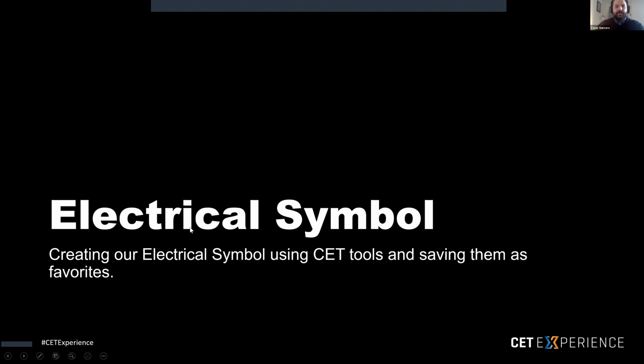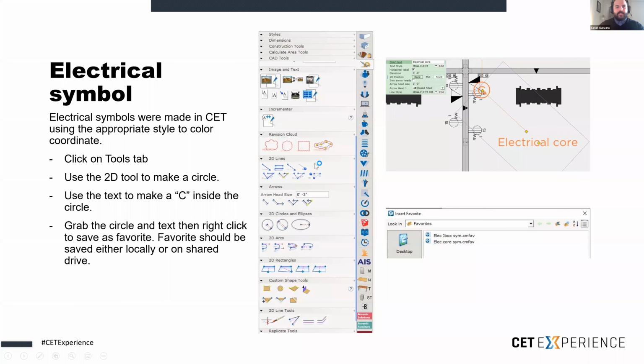Electrical symbol, something that we used to do in AutoCAD. We already had AutoCAD blocks, and putting blocks from AutoCAD into CET would just take a lot of space. It ended up being like an XREF, and I wasn't able to give that color to it to show on our drawings. So the easiest thing for us to do was just to make a basic symbol.